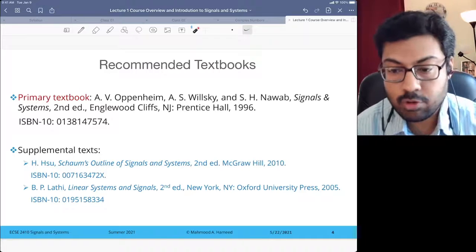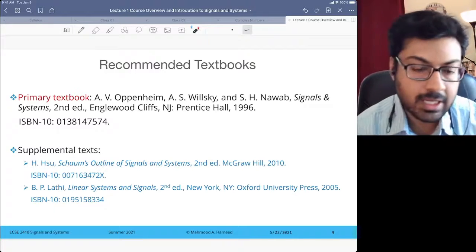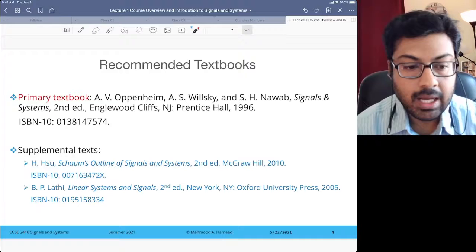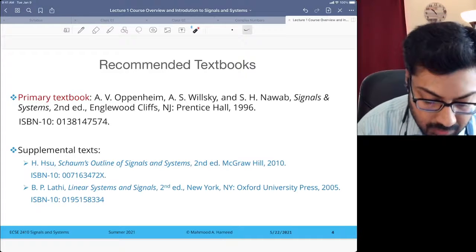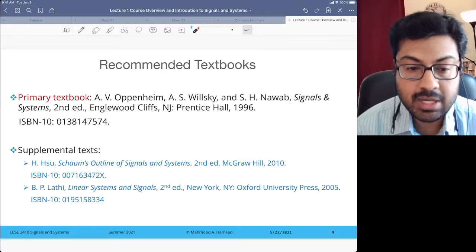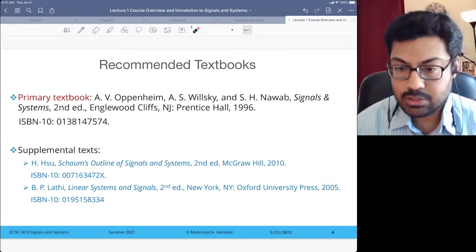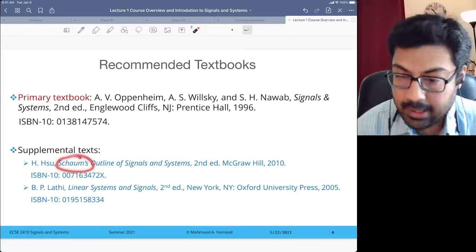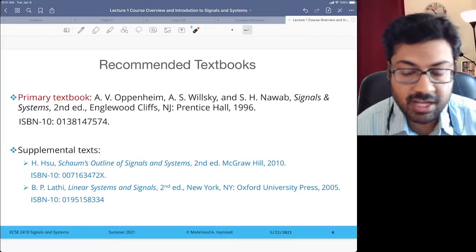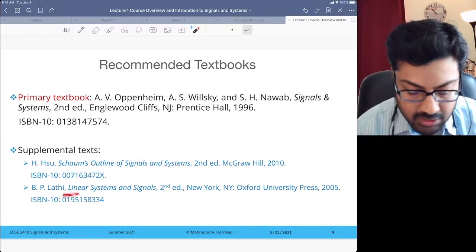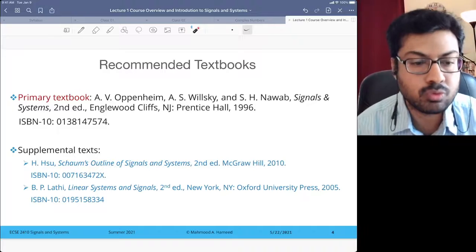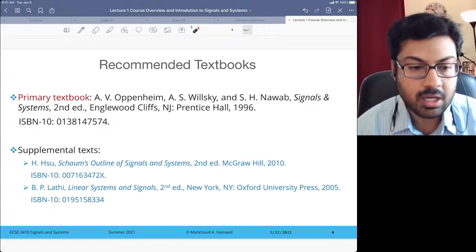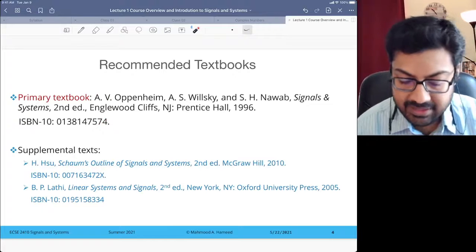It doesn't matter if you have a hard copy of it or a digital copy of it, but that is a recommended textbook. There are other supplemental texts. There is Schaum's outline for signals and systems, the second edition. It has many solved problems. So for practicing problems, it is an excellent resource. And if you are able to find an online version for this text, it will be good to have. There are other resources as well, but I'm not going to talk about that. The primary textbook, the Oppenheim textbook, and the Schaum's outline are sufficient for us. Again, these are recommended, not required.